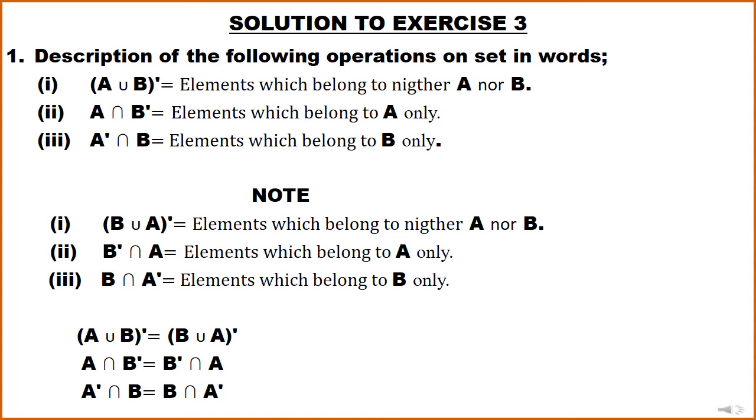Also for II, the first set given in the question was A and the second set was B. And when we interchange this position, bringing the first set as B prime and the second set as A, we also have the same result. Therefore, we can say that intersection and union of two sets and the complements are commutative. It means that whenever we interchange the position of the two sets, we are going to have the same answer.